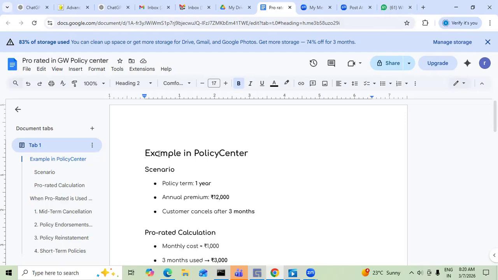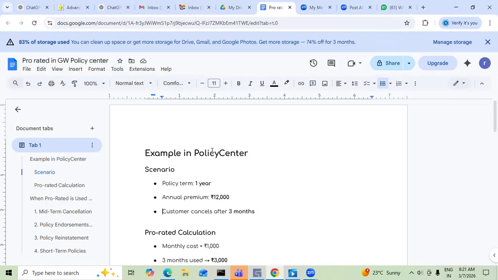So here is an example I have taken. The policy term the customer has taken is for 1 year. He is paying an annual premium of somewhere around 12,000 rupees, INR, every year. That is what the premium is fixed at, and the customer started paying the premium. Now, the customer wants to cancel after 3 months. The conditions can be anything.